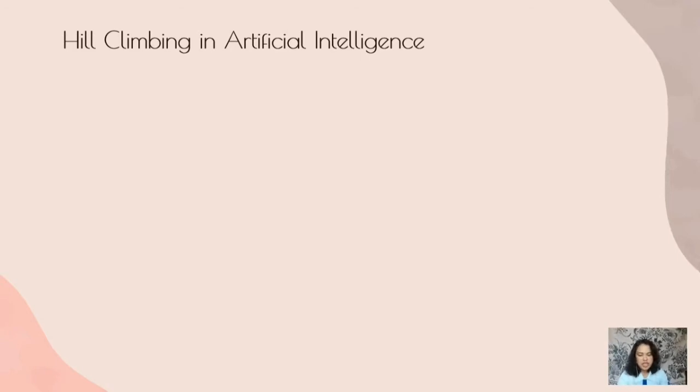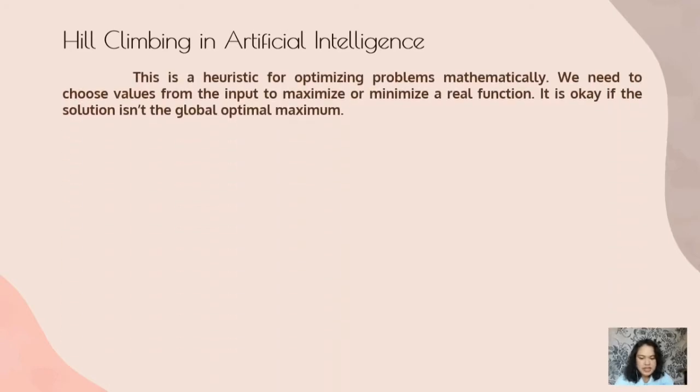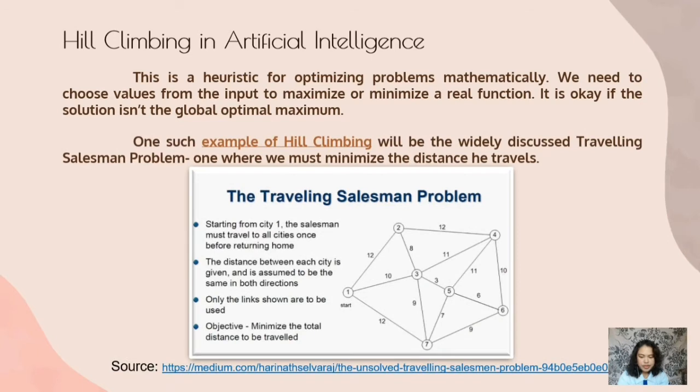So, hill climbing in artificial intelligence. This is a heuristic for optimizing problems mathematically. We need to choose values from the input to maximize or minimize a real function. It is okay if the solution is at the global optimal maximum. One such example of hill climbing is the widely discussed traveling salesman problem, one where we must minimize the distance he travels.